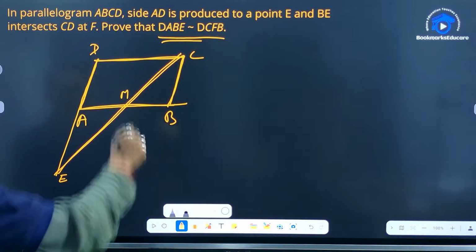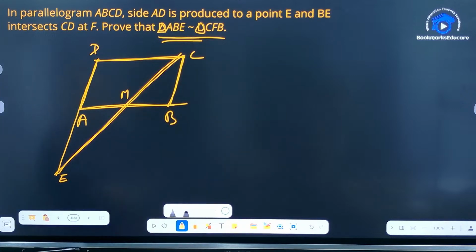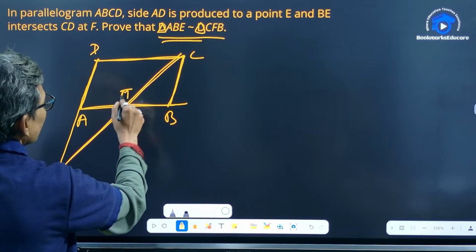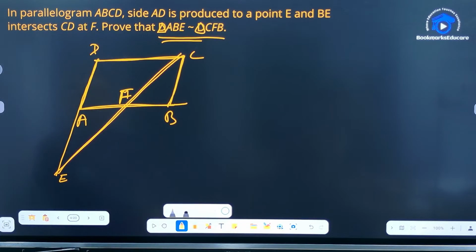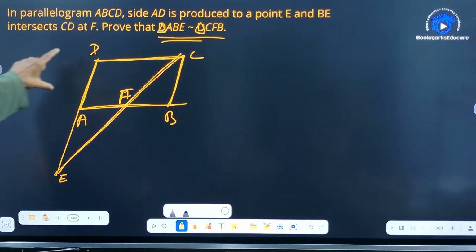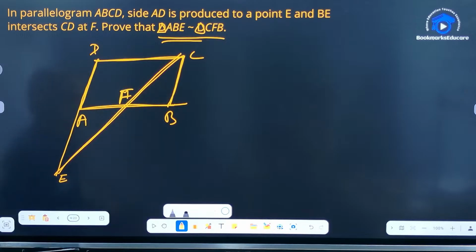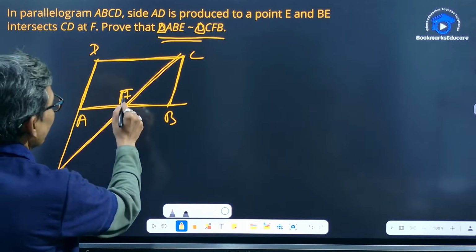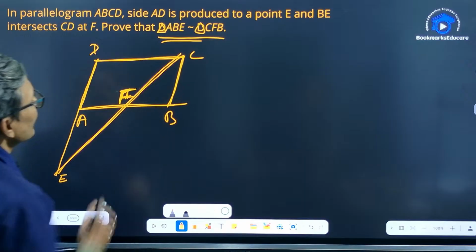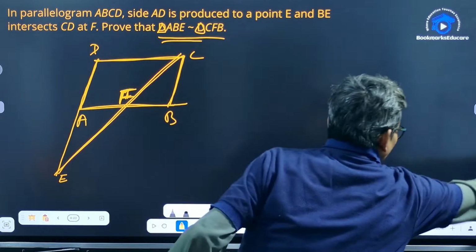Okay, a triangle, and I think the question must be: ABCD is a parallelogram. DA is produced to E such that if I join CE, it meets AB at the point F.